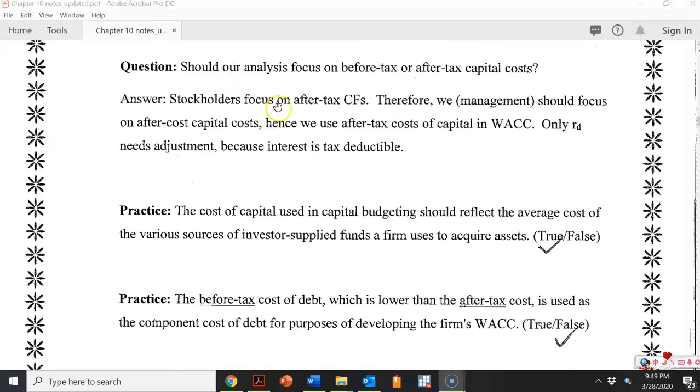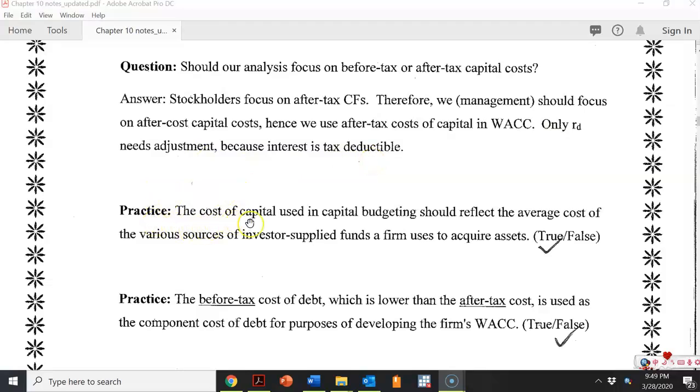Question: should our analysis focus on before-tax or after-tax capital costs? Answer: stockholders focus on after-tax cash flows. Therefore, we, management, should focus on after-tax capital costs. Hence, we use after-tax cost of capital in WACC. Only r_d, the cost of debt, needs adjustment because interest is tax deductible.